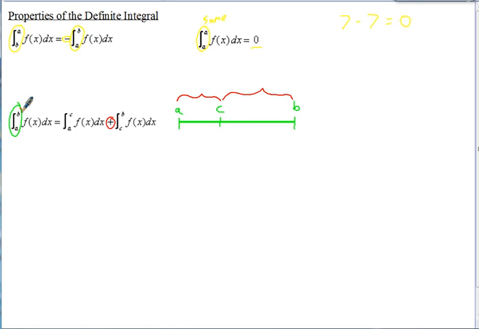Now usually the way we use this is when C is between A and B. But this property actually works even if it's not. We don't usually need it for that, but it works no matter what that constant is, regardless of whether or not it's in the interval.